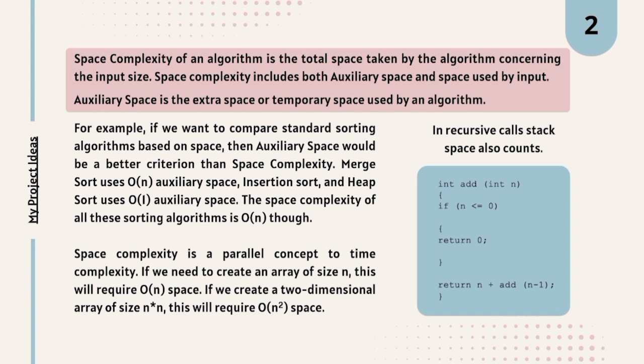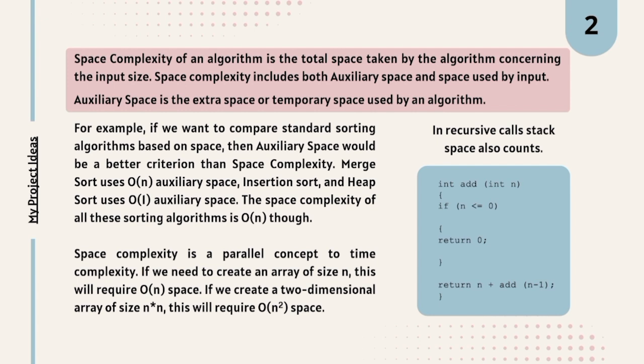If we want to compare standard sorting algorithms based on space, the auxiliary space will be a better criterion than the space complexity. So merge sort: what is auxiliary space? It is basically the temporary space used by the algorithm. Merge sort uses big O of n auxiliary space. Insertion sort and heap sort use big O of 1 auxiliary space. So the space complexity of all the sorting algorithms is big O of n, because we are taking into account the auxiliary space here.